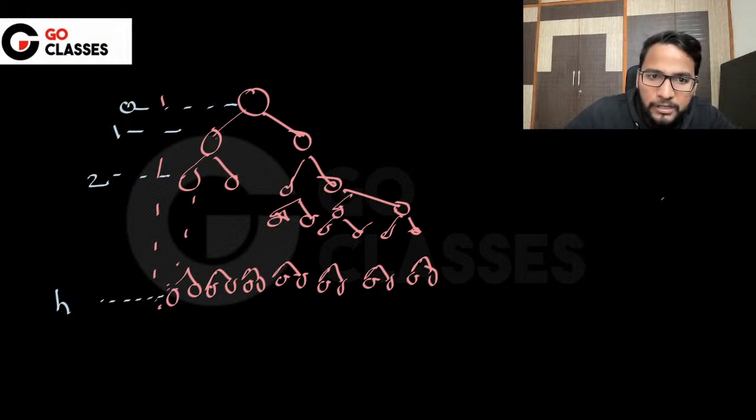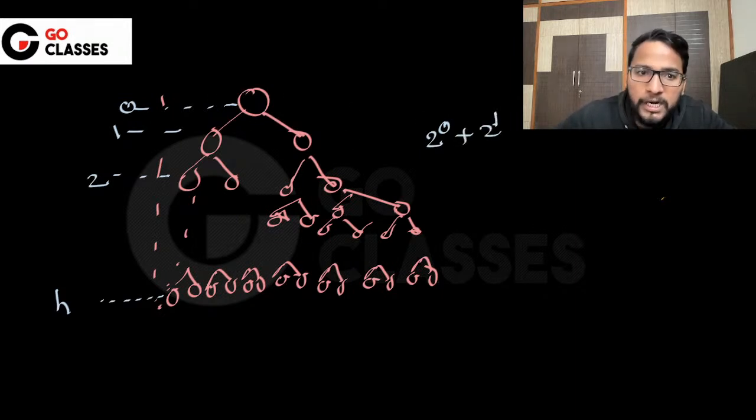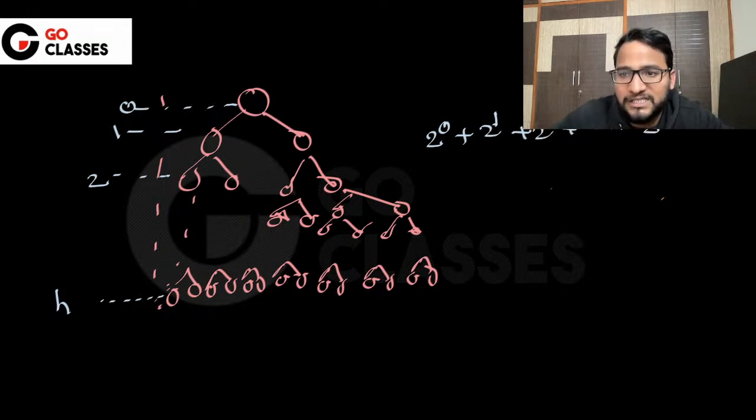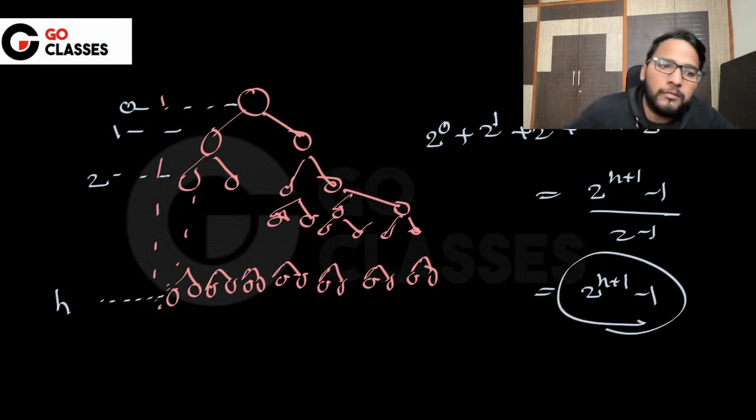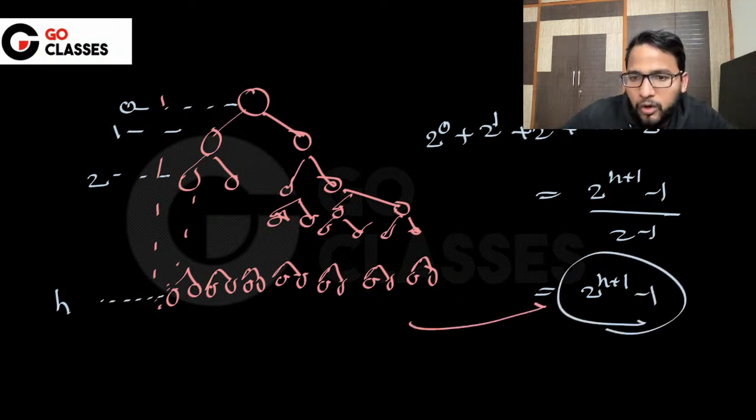This is height 1, 2, yeah, this will be height h. So you will say that the total number of nodes that you have here is 2 power 0, because at the 0th level, at first level you have 2 power 1, at second level you have 2 power 2 nodes. Similarly, if you keep on doing it, then at the h-th level you have 2 power h nodes, and finally you will be having something like this, right? So which is basically 2 power h plus 1 minus 1. So this is the maximum number of nodes that you can have in an AVL tree of height h.